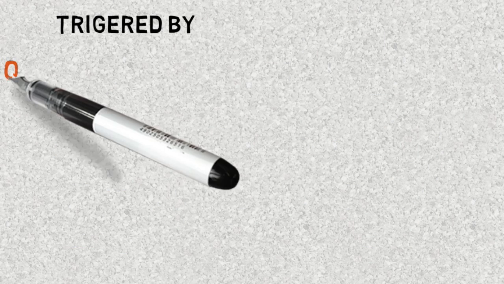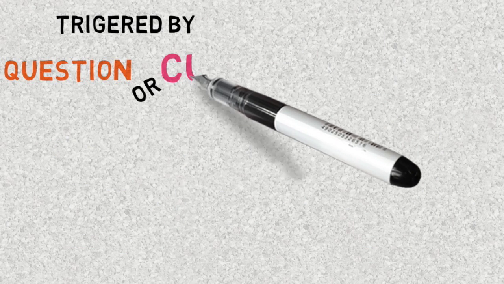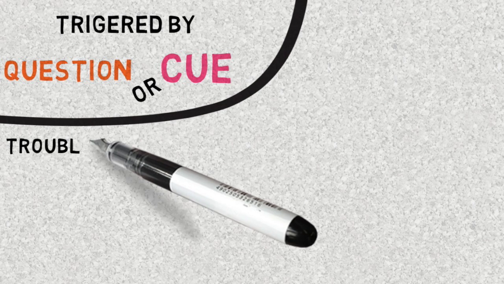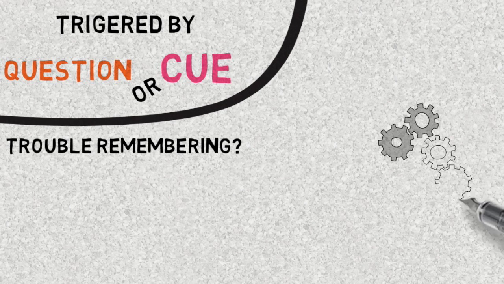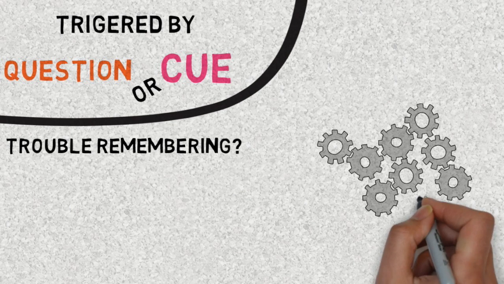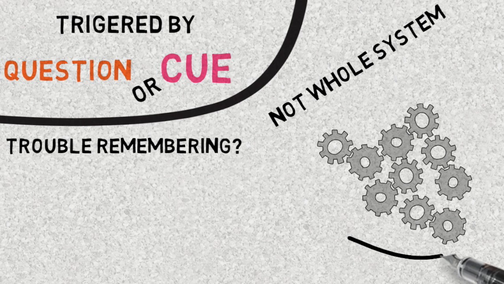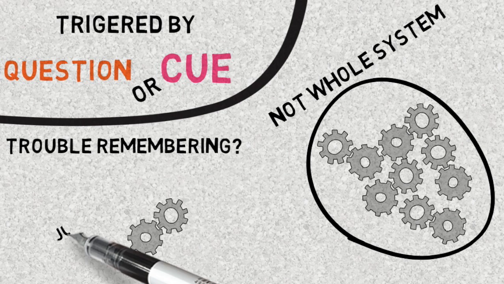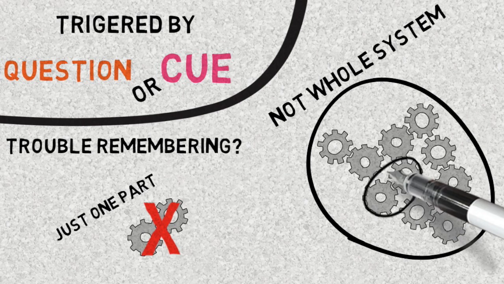Most of what we remember is by direct retrieval, where items of information are linked directly to a question or cue. However, if you do have trouble remembering something, it's usually not the fault of your entire memory system, but an inefficient component of one part of your memory system.